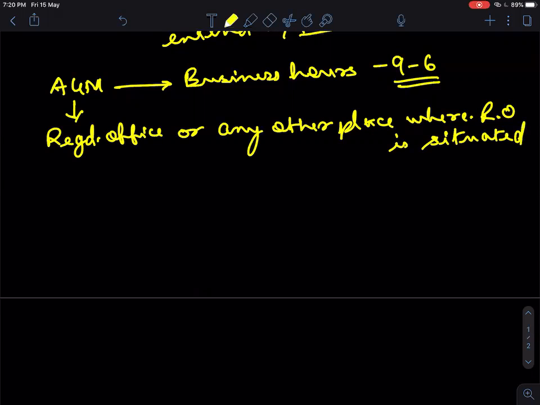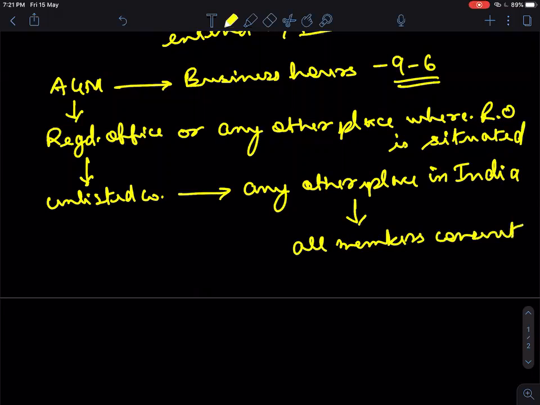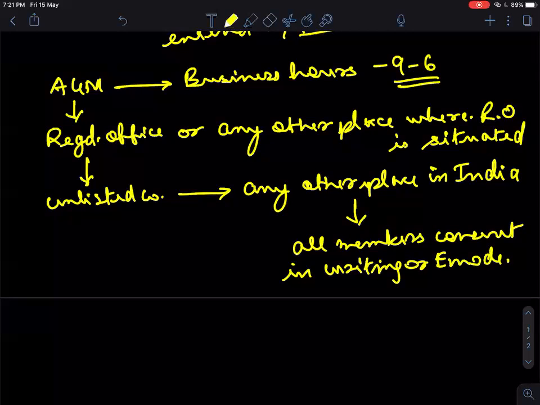Okay, as well as if the company is an unlisted company, then it can hold it at any other place, but in India only, provided all members consent in writing or electronic mode in advance. I hope this is clear.